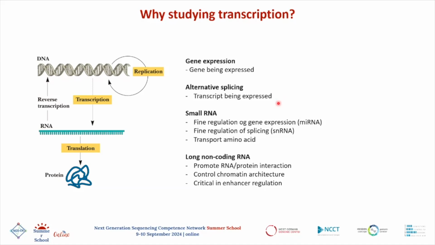A field where we also use transcriptomics quite a lot is regulatory RNA, for example, small RNA. They are very important to understand the fine regulation of gene expression, for example, using the study of microRNA, but also the fine regulation of splicing. So what are the mechanisms needed in order to change the expression of a specific transcript by another? What leads to different alternative splicing? Or also like the transport of amino acids.